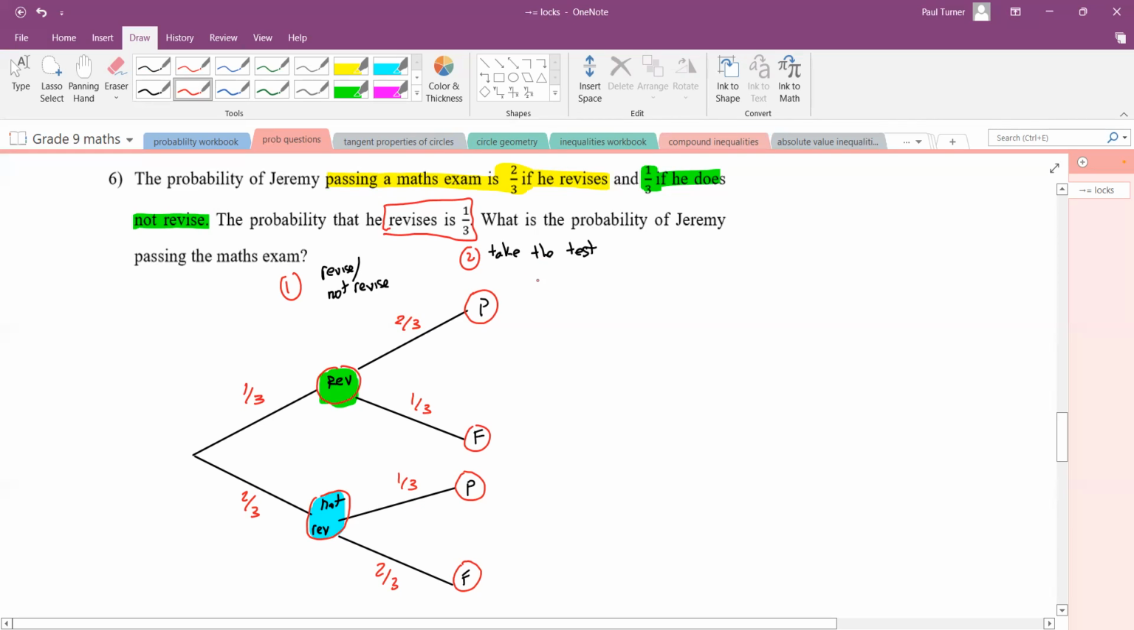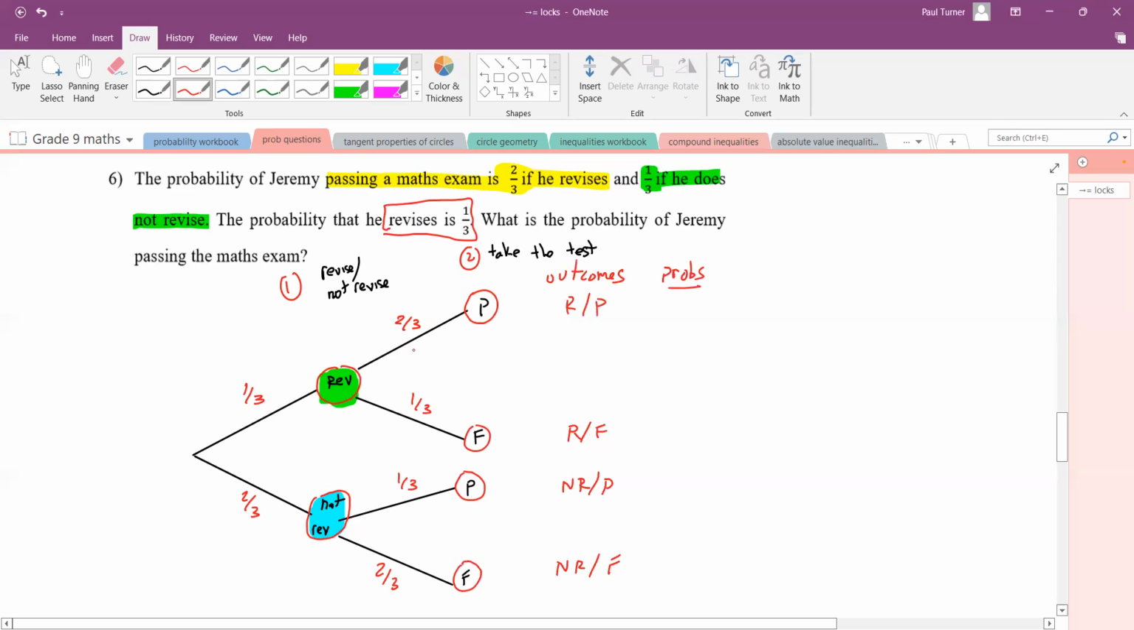So let's work out our outcomes. So we've got revising and pass. We could have revising and fail, not revise, pass, not revise, fail, something like that. And so our probabilities will go here.